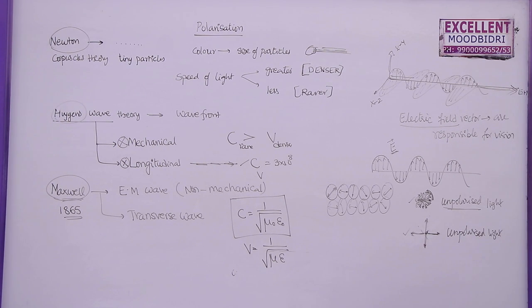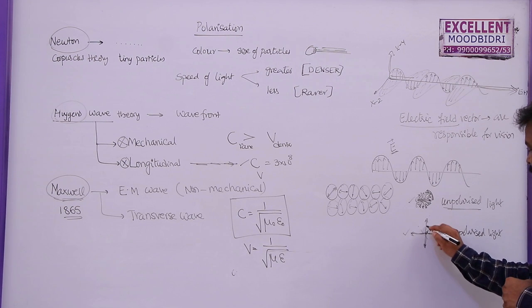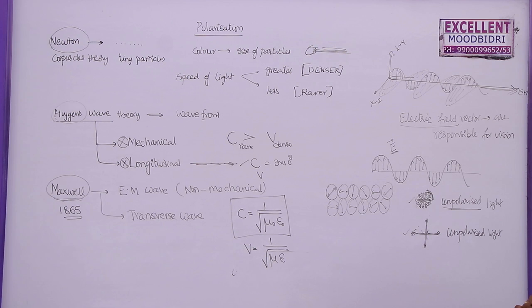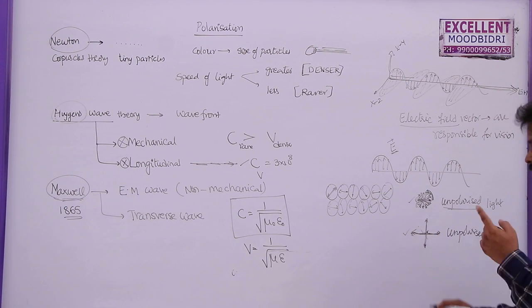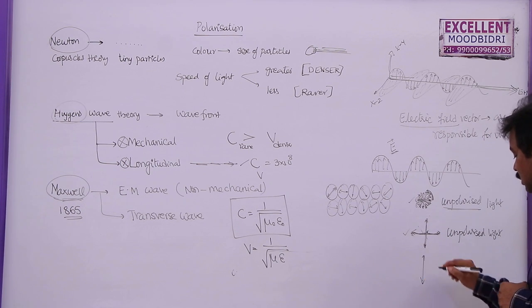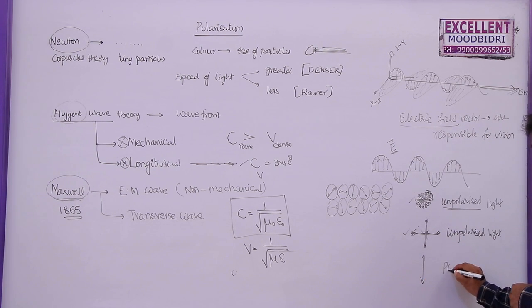But what is polarized light? Here the field vectors are confined to a single direction. If these electric field vectors are confined to a single direction, then this is called polarized light.